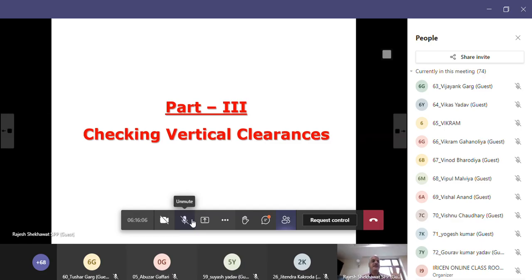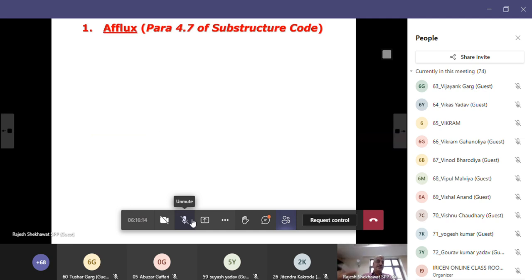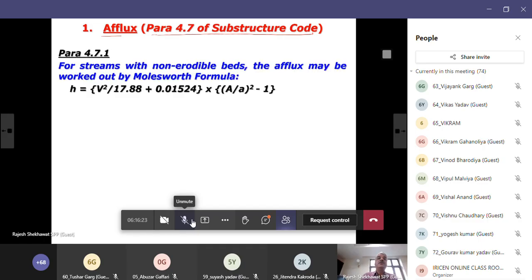Now we come to vertical clearances. The freeboard and vertical clearance for superstructure. For that, first we need to find out the afflux. And afflux calculation is given in para 4.7 of substructure code. Para 4.7 says for streams with non-erodible bed.